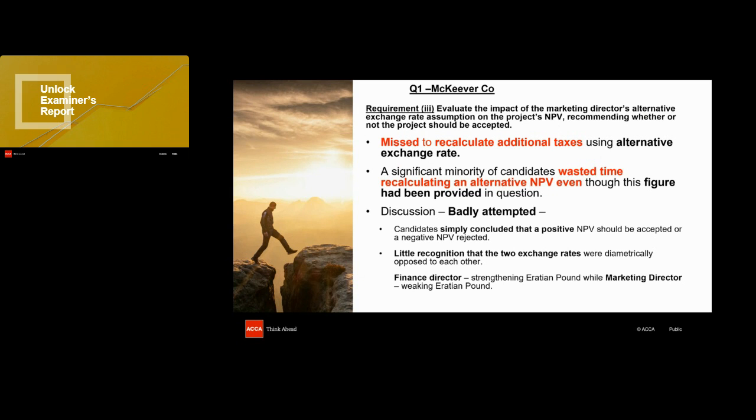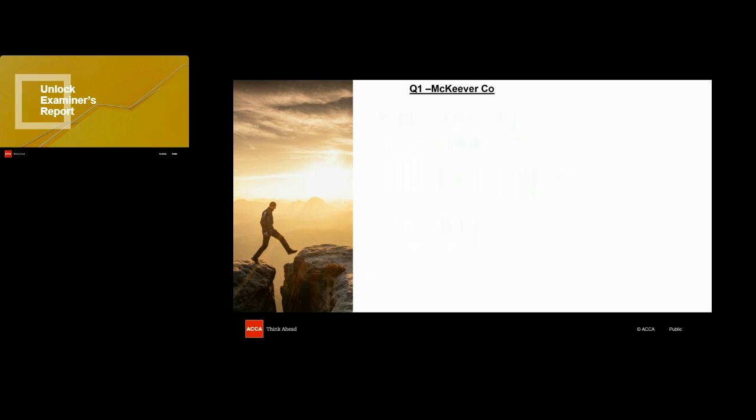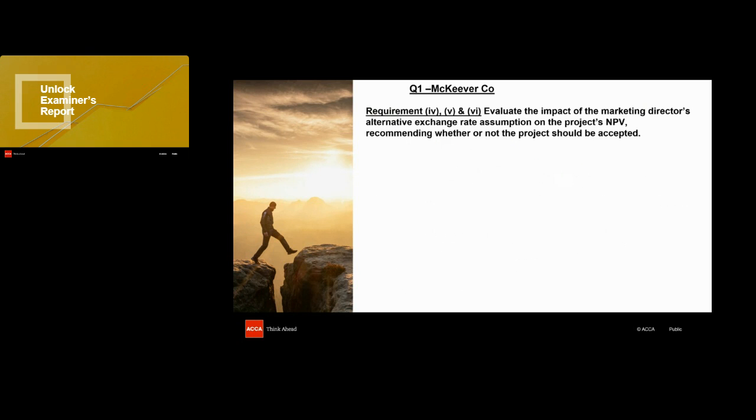Now, speaking about the next requirements, the commenting part, many just restated the assumptions. They did not include any relevant discussion at all. On political risk, what was asked was not enough or sufficient for the marks allowed. It was very, very brief.